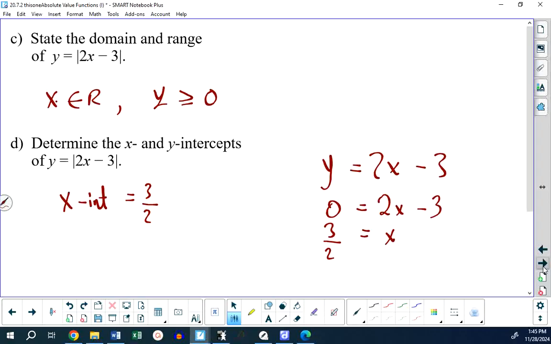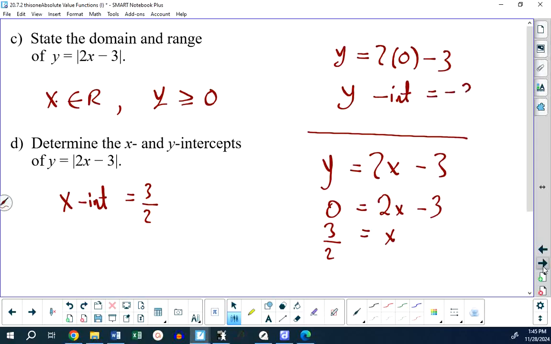What's the y-intercept of this function? Well, that's where you let x equal 0, and you get the y-intercept is -3. So what's the y-intercept of the new function? Positive 3. Because it's the absolute value of y.